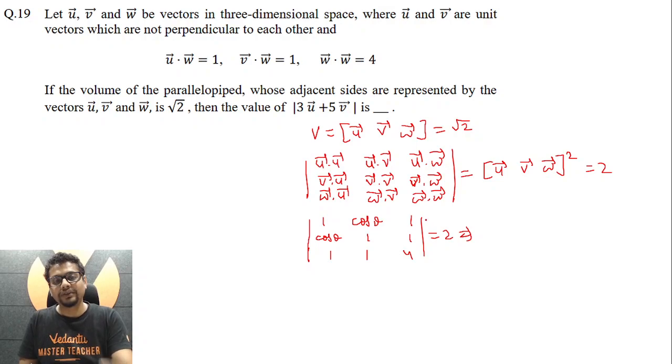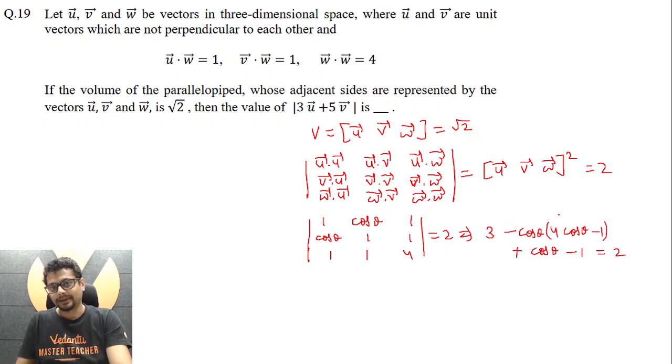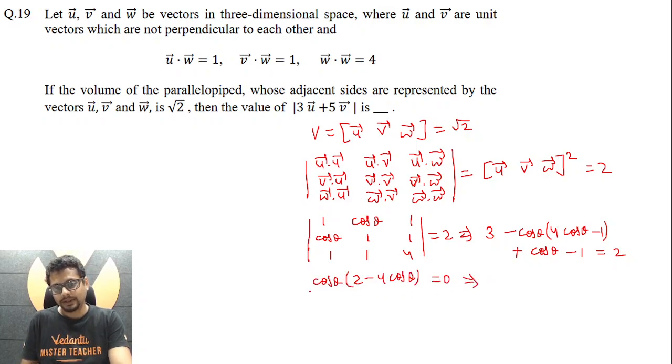Now as we are solving, we have an eye on what we actually want. We want mod of 3U vector plus 5V vector. So if we can get this cos theta, that essentially means the angle between these two vectors, we can easily find the value of this expression. So as you expand, we get this equation, and upon further simplification we get this. So that essentially means now cos theta can't be 0. Why? Because U vector and V vector are not supposed to be perpendicular. So that essentially means cos theta has to be half.